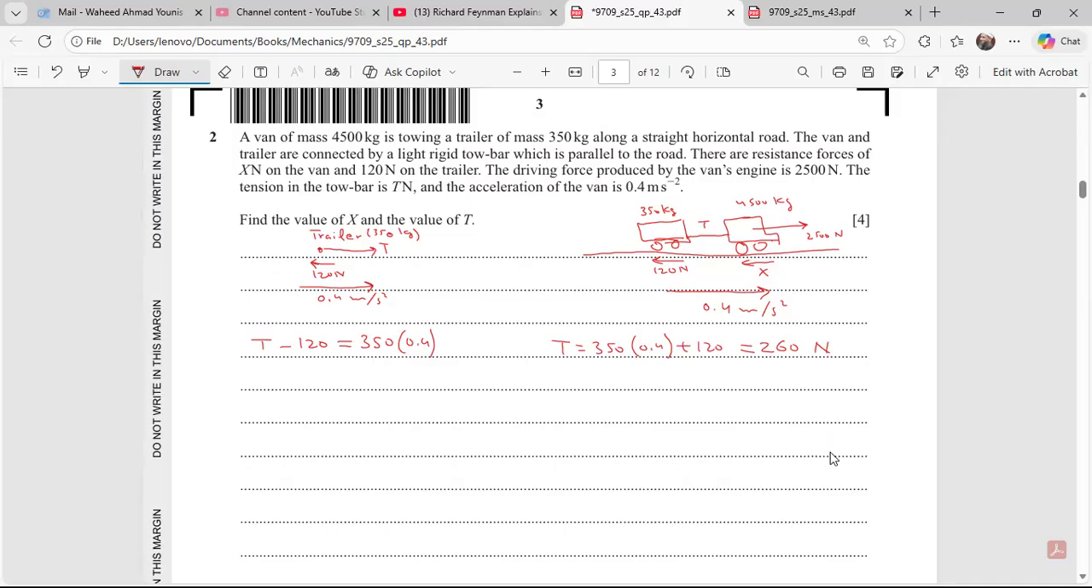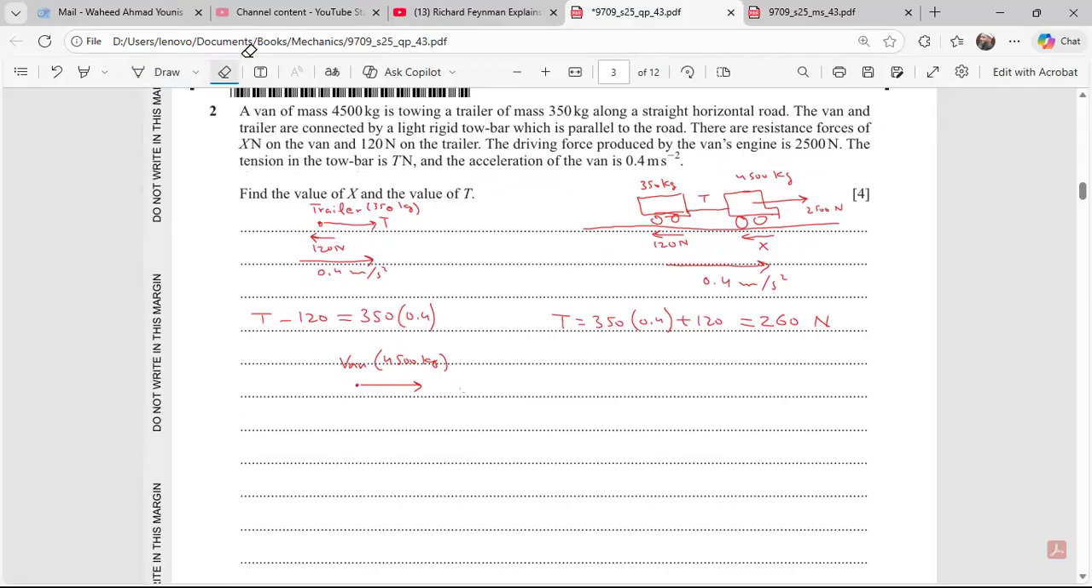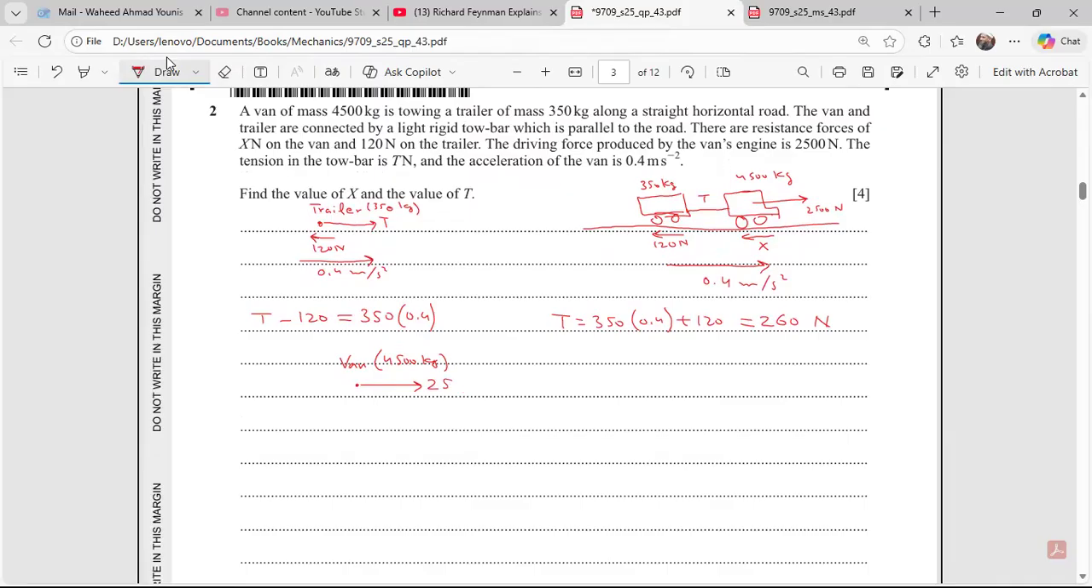So this is my van. It has a mass of 4,500 kilograms and the engine is producing a force of, sorry, give me a second. Okay, the force of this engine is 2,500 Newton and there is a resistive force of X Newton. And the acceleration of this whole assembly is 0.4 meter per second square.